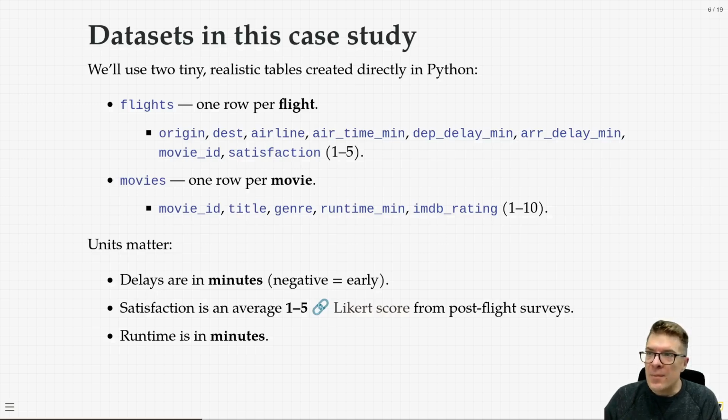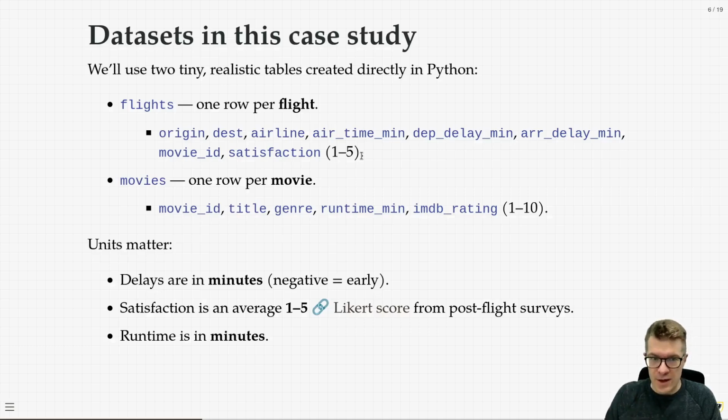So in this study, we're going to use 2 tiny realistic tables directly in Python. We're going to construct them in Python. Flights: this is 1 row per flight. We're going to have an origin, a destination, airline, the airtime in minutes, the departure delay in minutes. So how long was the departure delayed? The arrival delay, how long was the arrival delayed in minutes? We're going to have movies played and then satisfaction provided by the passengers.